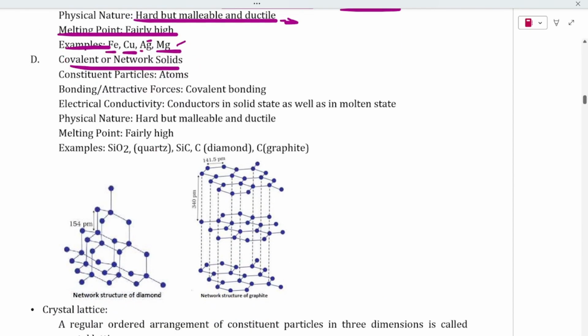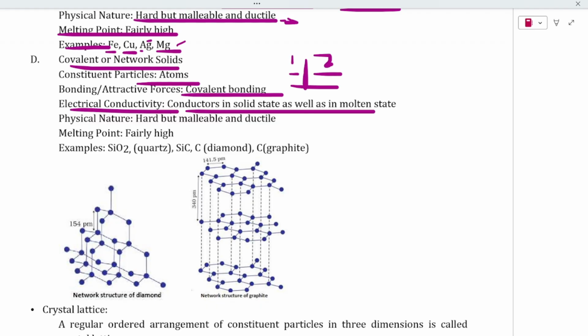And covalent or network solids: the particles are atoms. The bonding is covalent bonding; between the atoms they have a covalent bond. Physical nature is hard. Melting point is fairly high. Examples are silicon oxide, silicon carbide, carbon that is diamond, and graphite.